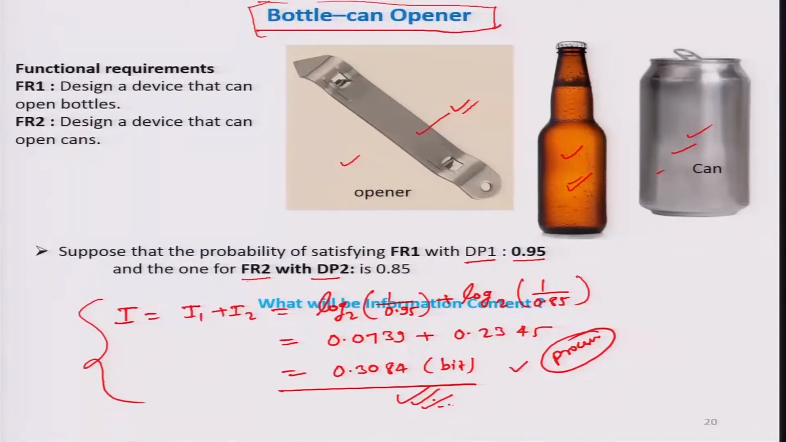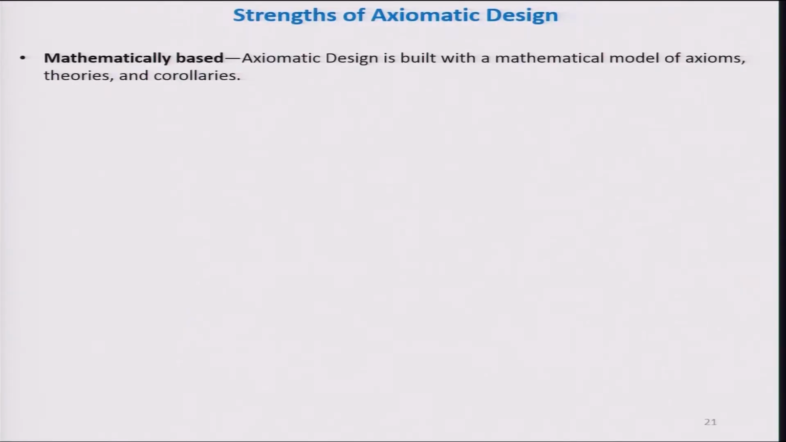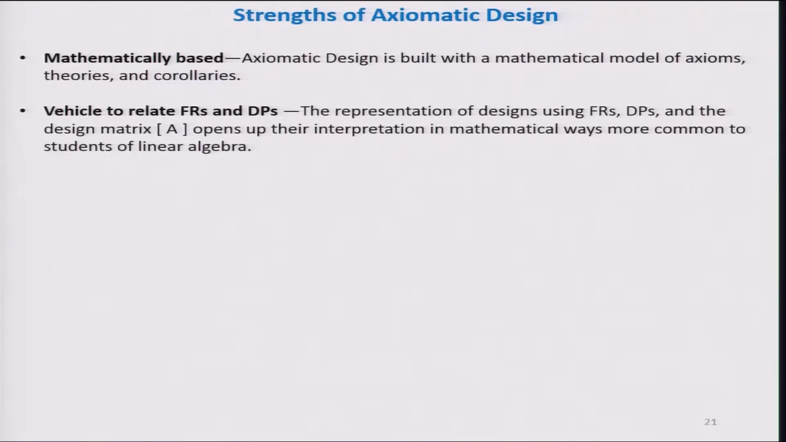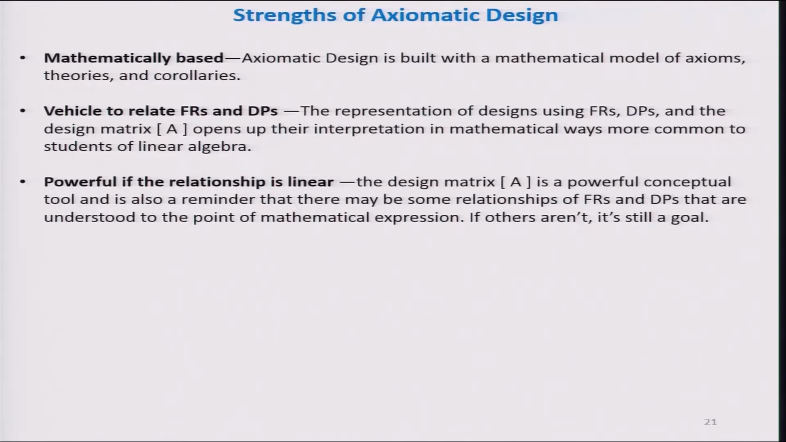Now what are the strengths of axiomatic design? There are a variety of benefits available. The first one is that it is mathematically based. The second is that it is a vehicle to relate functional requirements and design parameters. The third is that it is powerful if the relationship is linear. If there is an equal number of functional requirements and design parameters, and all functional requirements are independent with their corresponding design parameters, then the relationship will be very powerful and your design will be very good.